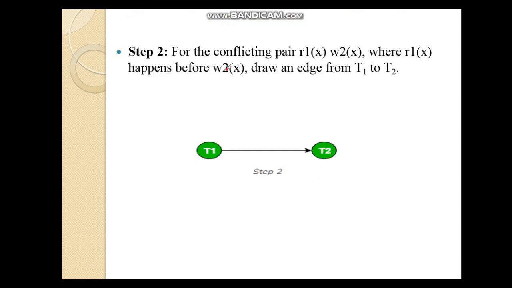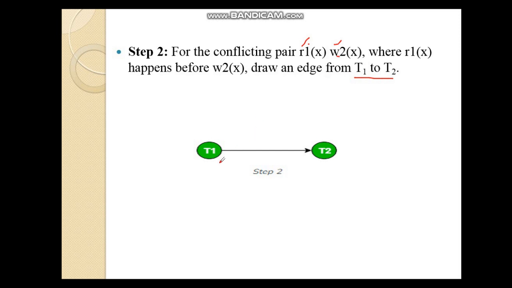Next step. For the conflicting pair, read and write, as I said, RW, read-write is a conflicting pair. Here transaction 1 is performing read first and transaction 2 is performing write afterwards. That's why the edge is from T1 to T2.